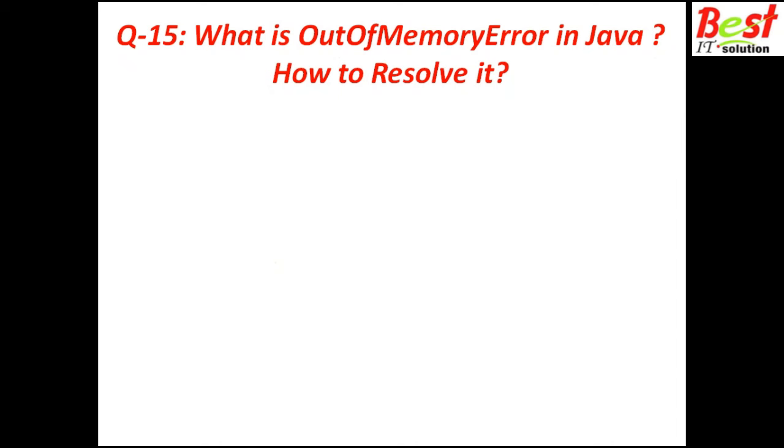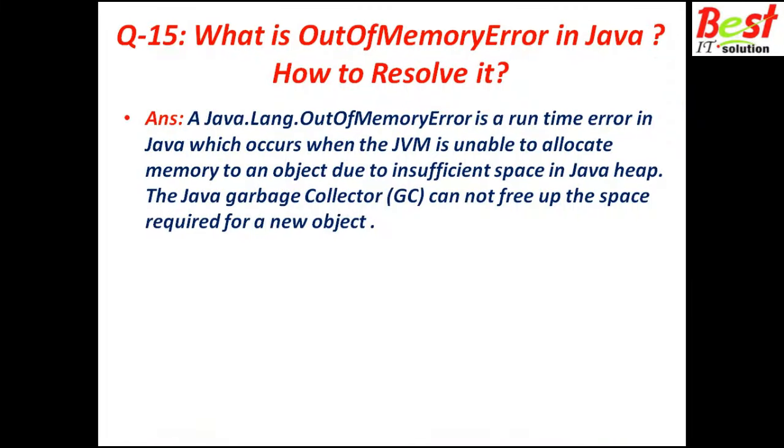What is an out of memory error in Java? How to resolve it? There is a particular out of memory error. A java.lang.OutOfMemoryError is a runtime error, an unchecked exception in Java, which occurs when the JVM is unable to allocate memory to an object due to insufficient space in the Java heap.